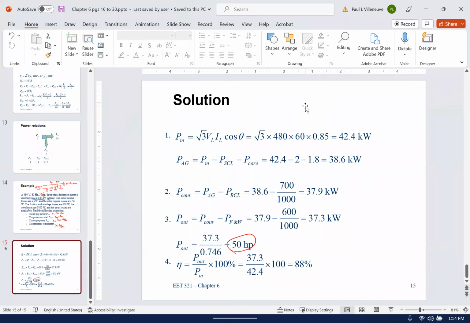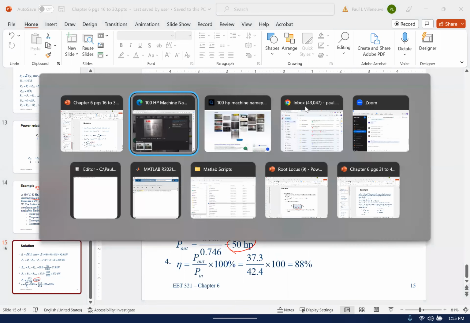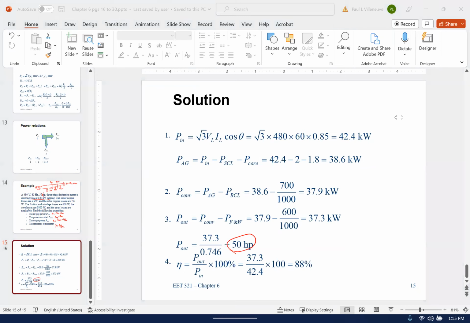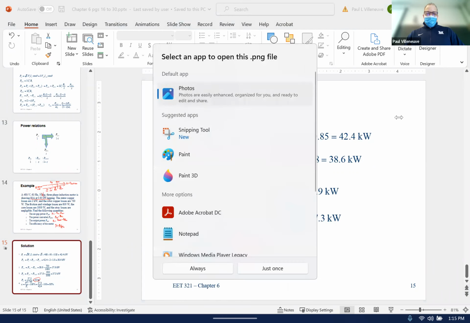Paul, I added a nameplate of a motor I have here in the lab. It's got the service factor you were talking about. So Nate was kind enough to share. It should be in the chat. Can everybody see that?